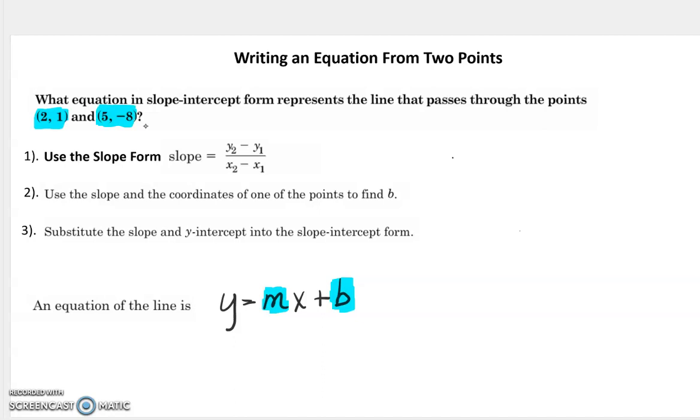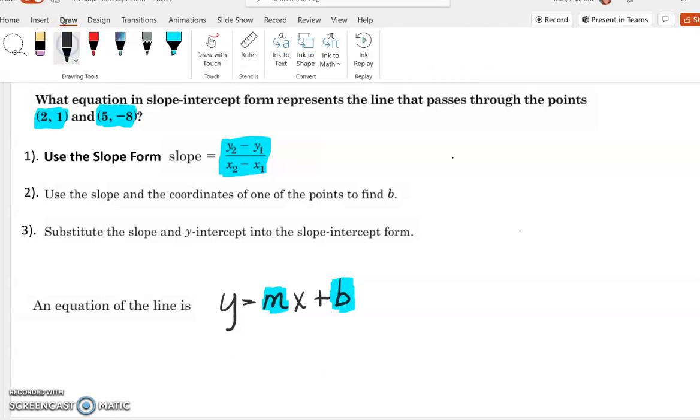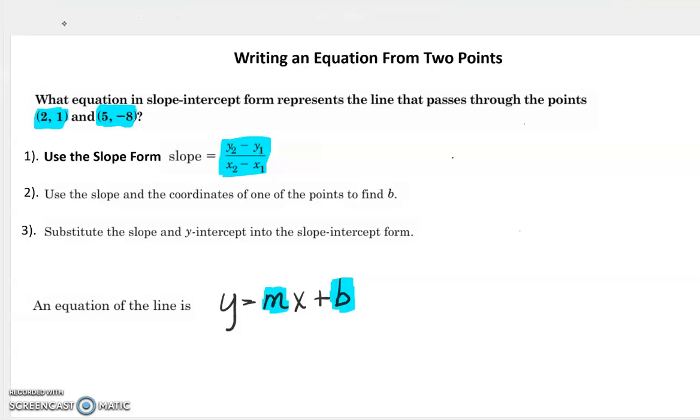Well, one thing we do know is that to find the slope with given points, all we need to do is use our slope formula, which is y2 minus y1 over x2 minus x1. So let's figure out what the slope is. What I always like to do is identify which one is which. So I'm going to call this x1, y1, and this is going to be x2, and then y2. And then I can just go ahead and fill in the formula.